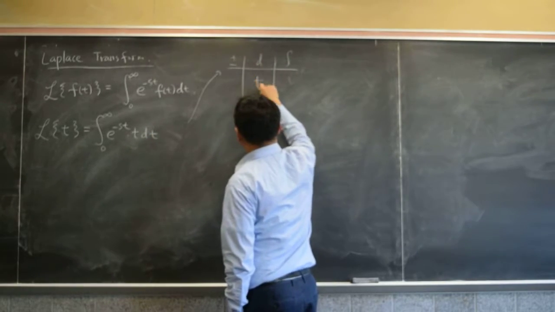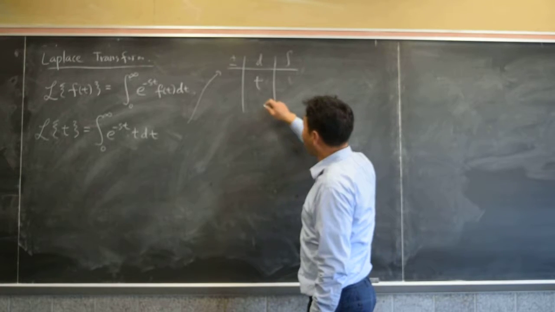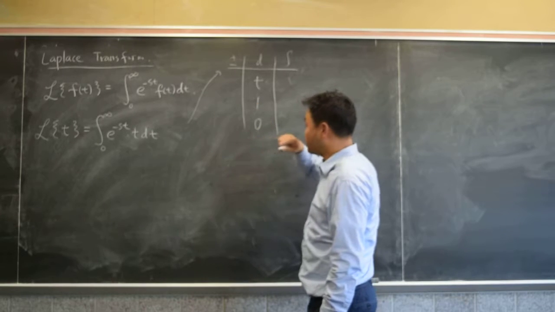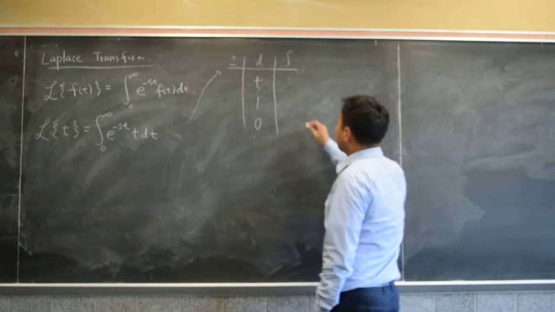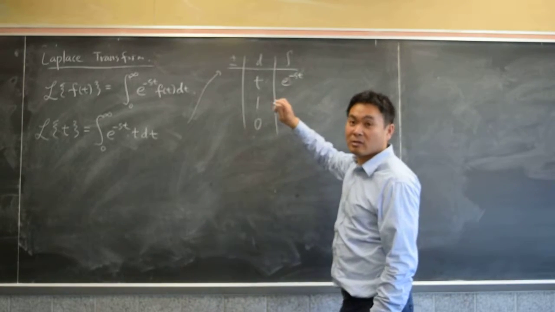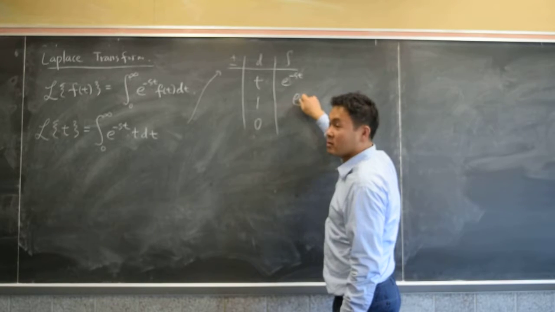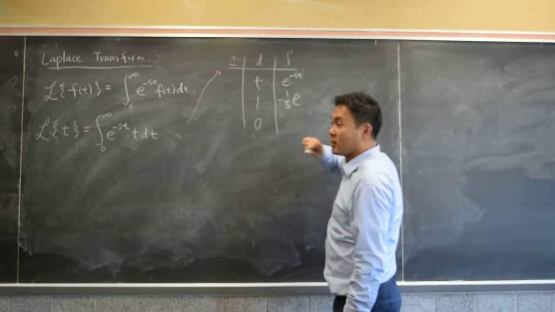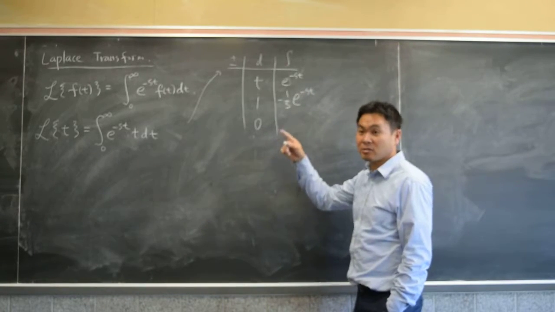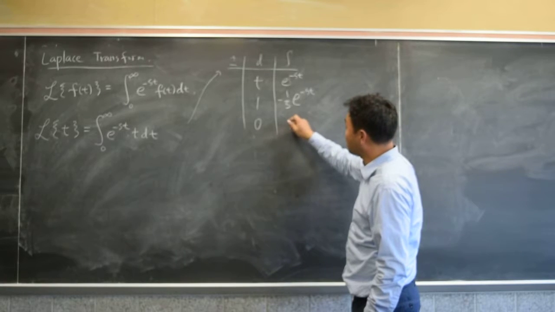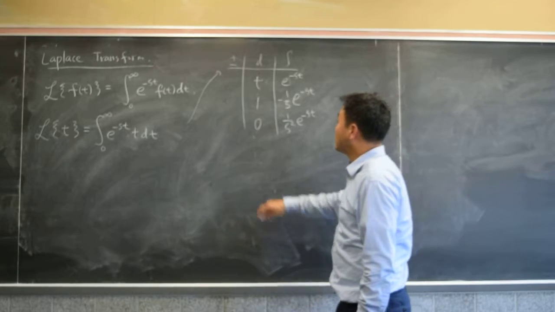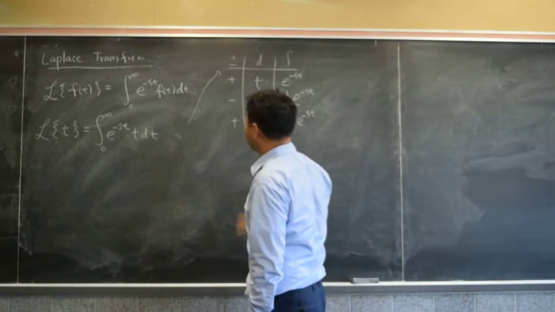t is what you want to differentiate because it's going to go away. t becomes 1 if you differentiate. If you differentiate again, you get 0. And then e to the negative st, if you integrate this, what do you get? 1 over negative s, negative 1 over s, e to the negative st. And every time you integrate, this negative 1 over s pops up, so the next integral will be 1 over s squared, e to the negative st. And you have plus, minus, plus.